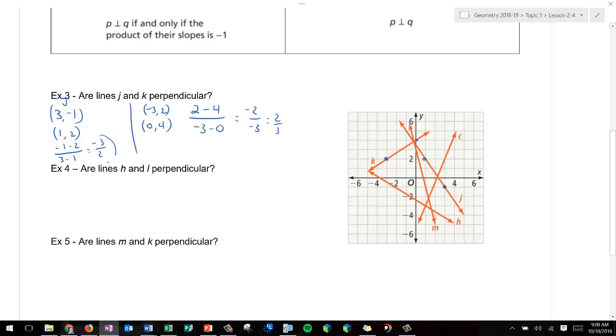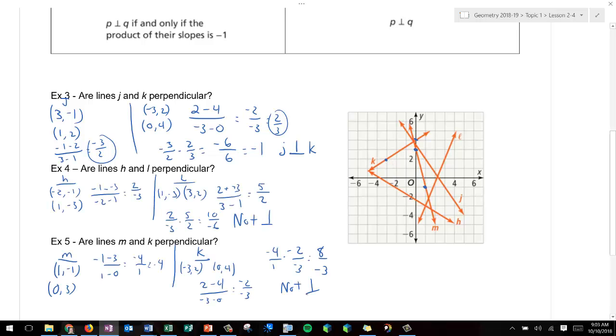Now, if I multiply -3 halves times 2/3, -3 over 2 times 2 over 3. If you need a reminder, you multiply the tops and multiply the bottoms and then simplify. So I've got -3 times 2, which is -6, and I've got 2 times 3, which is 6, and that simplifies to -1. Since the product of their slopes is -1, these are perpendicular. So we can say that line J is perpendicular to line K. We use the upside down T because we're lazy mathematicians. Go ahead and try examples 4 and 5 here. You're looking for lines H and L and lines M and K.